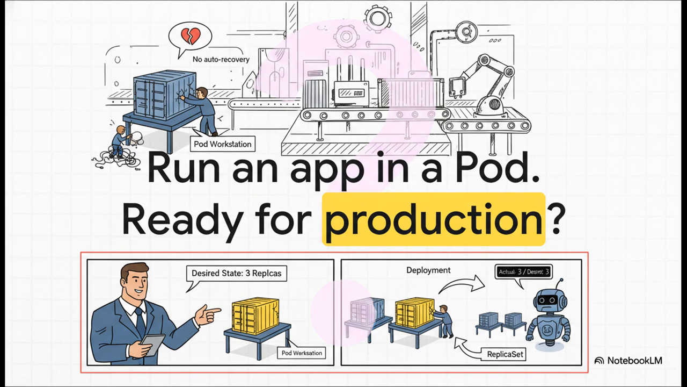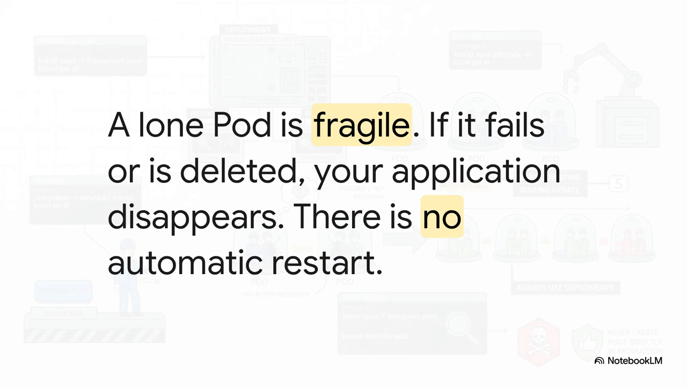Let's break down why. You see, a pod all by itself is, well, it's fragile. It has absolutely no recovery plan. If a server crashes or someone accidentally deletes it, poof, your application is just gone. There's no automatic restart. For any real-world app, that's a total deal breaker. But don't worry, Kubernetes gives us a much, much smarter way to do things.